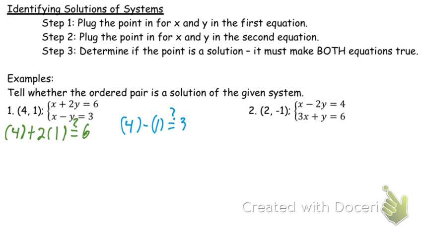I want you guys to check both of these equations and determine whether or not (4, 1) is a solution to the system, okay? So when you have it or have questions, raise your hand. 4 plus 2 times 1 equals 6. What is 2 times 1? 2. So 4 plus 2. Does 4 plus 2 equal 6, guys? Yeah, that checks out. We would have 6 equals 6, and that is true.